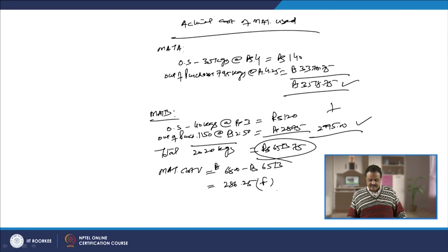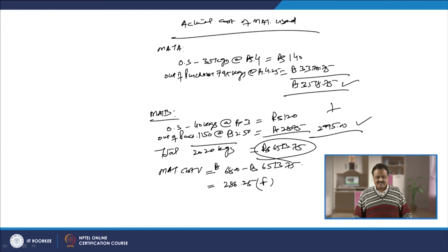So if you calculate both these costs, the standard cost is 6800 and the actual cost has come up as much less, that is 6513.75. So this is the 286.25, and this variance has become favorable.